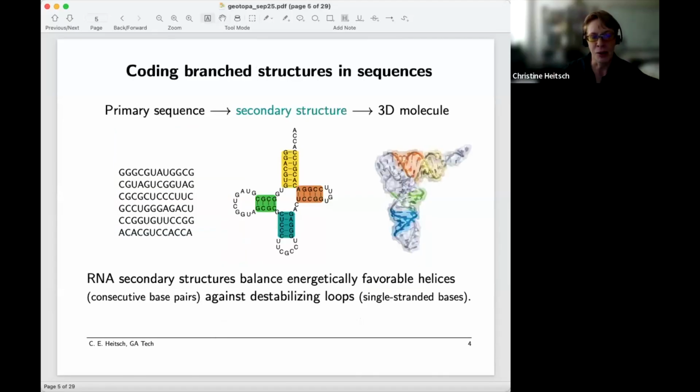All right. So the problem that we're basically going to consider is how are branched structures encoded in these sequences? So we can think about RNA structure at 3 different levels according to the dimension in which we're thinking of it.